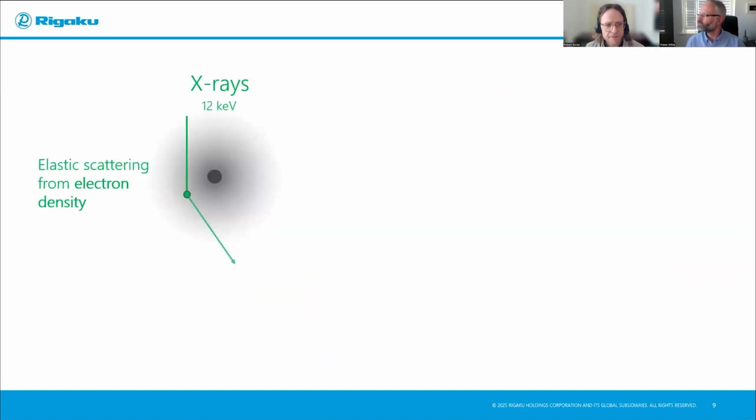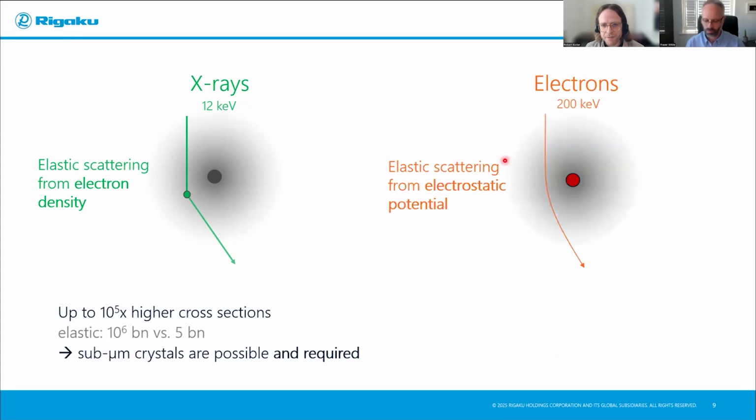Let's look a bit into the physics and how this differs between the X-ray scattering and the electron scattering. So as many of you will know, X-rays scatter elastically from the electron density around each of the atoms in your specimen. This is a bit different for electrons. Electrons do their elastic scattering by being deflected from the Coulomb potential inside the specimen. So you have the electrostatic potential field, which exerts a force on the electrons and deflects their trajectories.